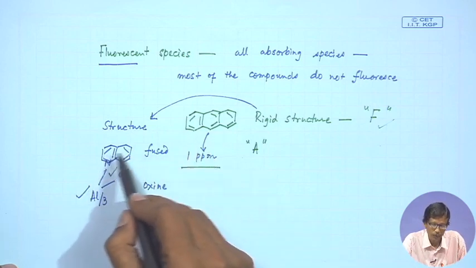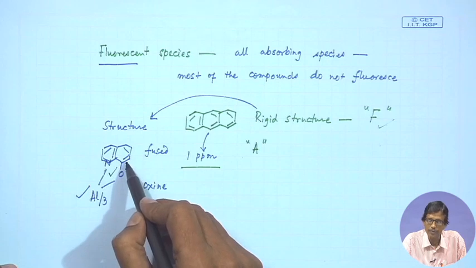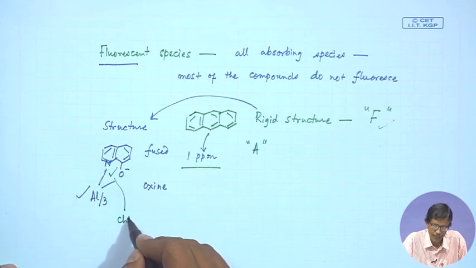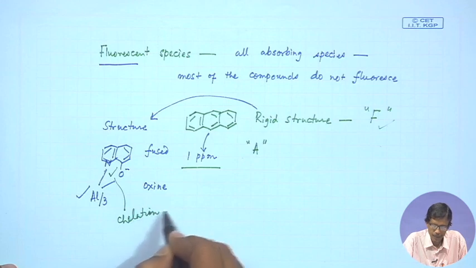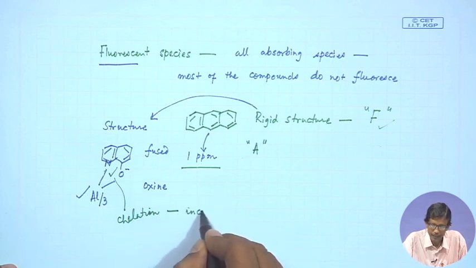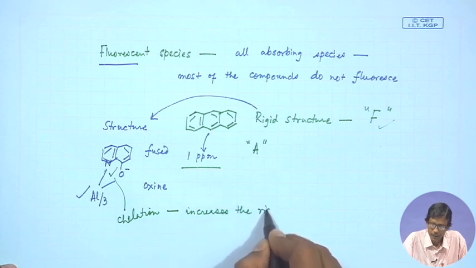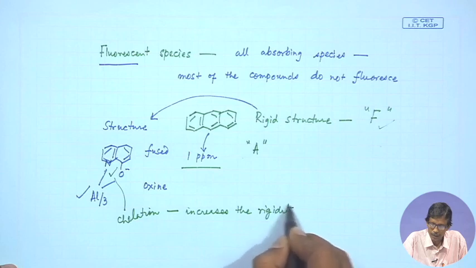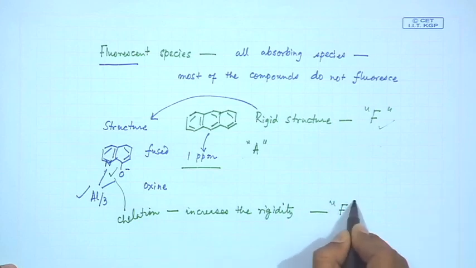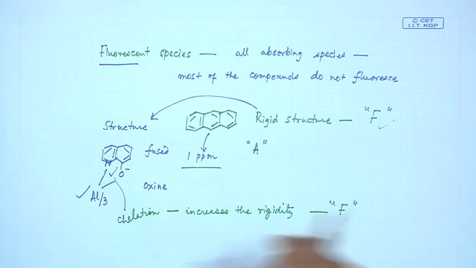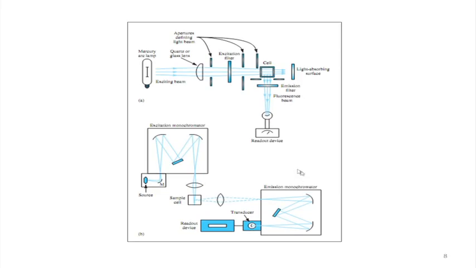Already we have 2 rings, the pyridine ring and the phenol ring, but also this particular chelate ring. So, the chelation increases the rigidity, and that is why it gives rise to very good fluorescence. So, this fluorescence is therefore very important to measure, and we get this through a particular instrumental setup.